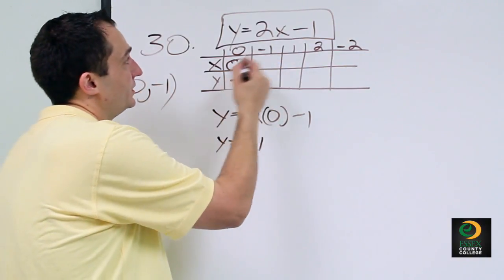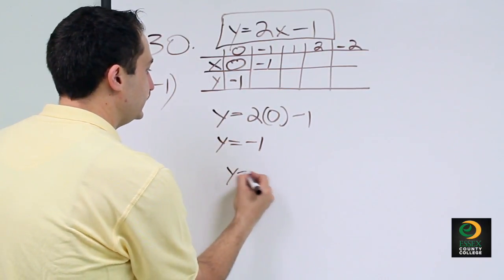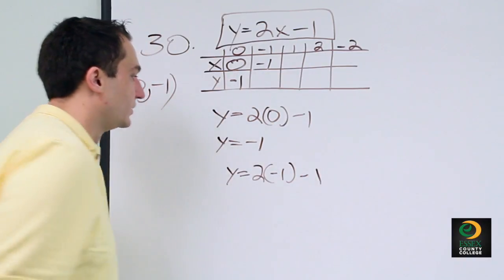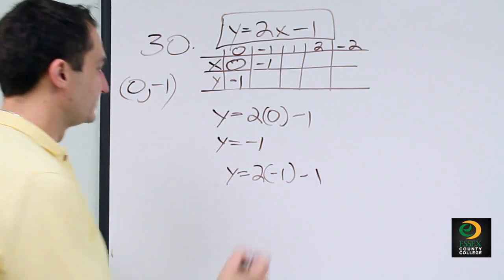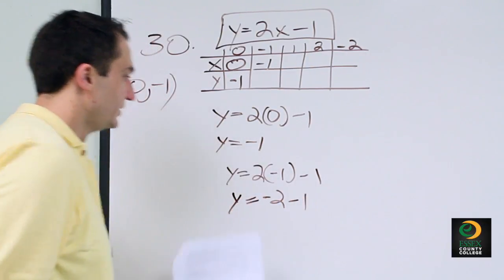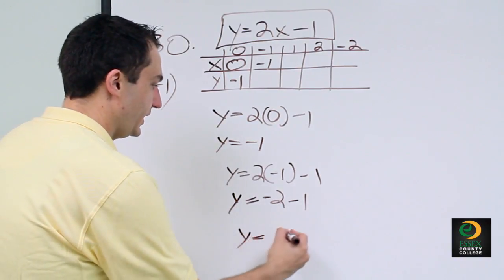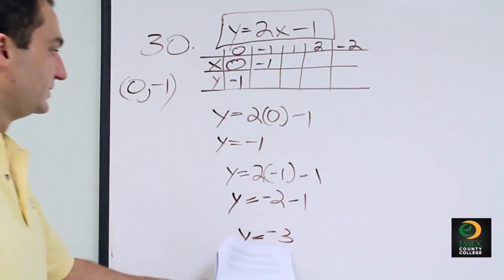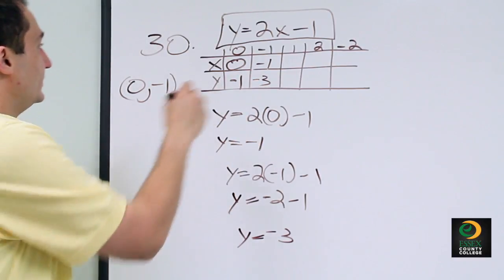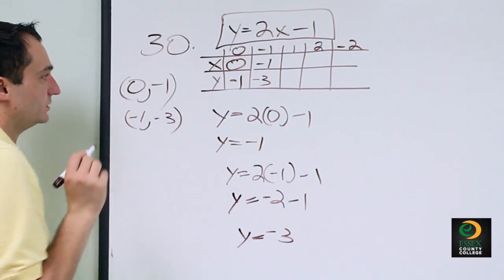The second one, I'm going to put -1 in for x. I'm going to get y is equal to 2 times -1 minus 1. 2 times -1 gives us -2. Y is equal to -2 minus 1. Since the signs are the same, we're going to add the numbers together and keep the sign. So y is equal to -3. So our next point would be -1, comma, -3.